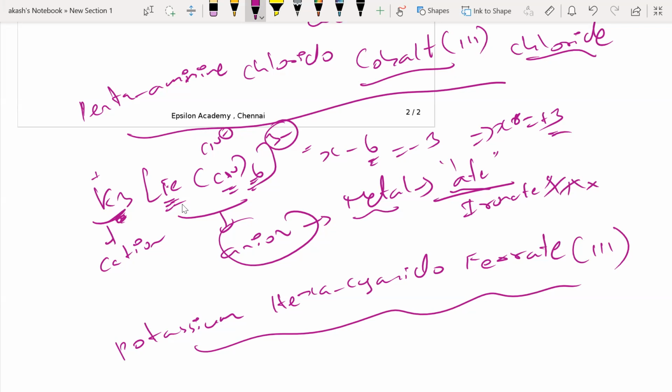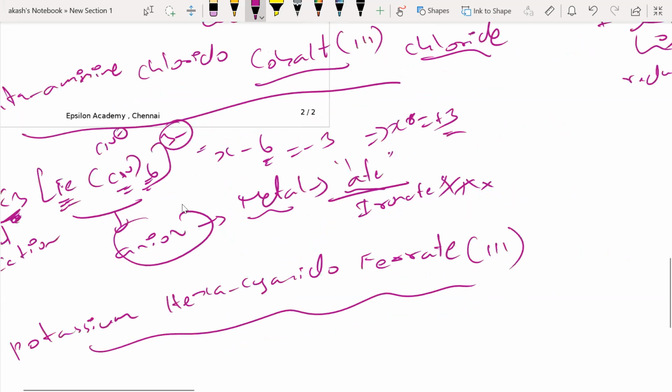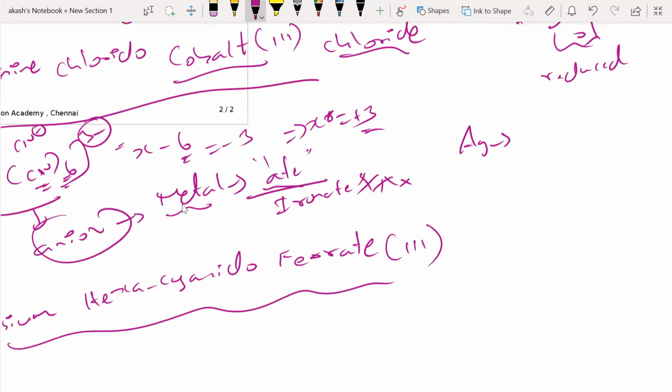Sir, what if the anion contains metals like silver or gold, what would it be? Okay, for silver, for Ag, you will write argentate. For Au, you will write aurate, A-U-R-A-T-E.